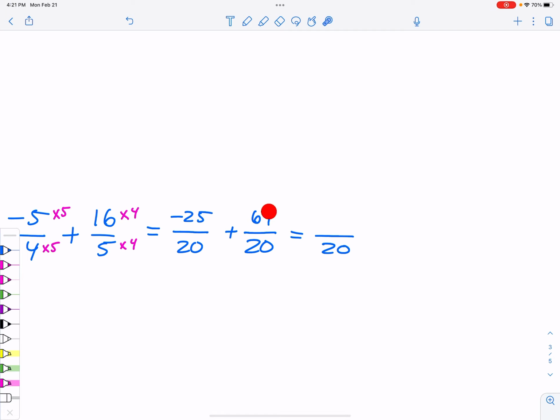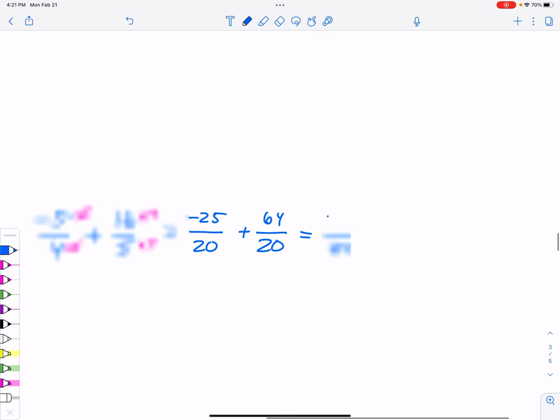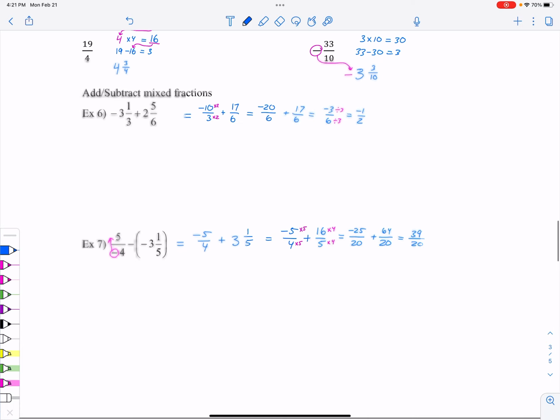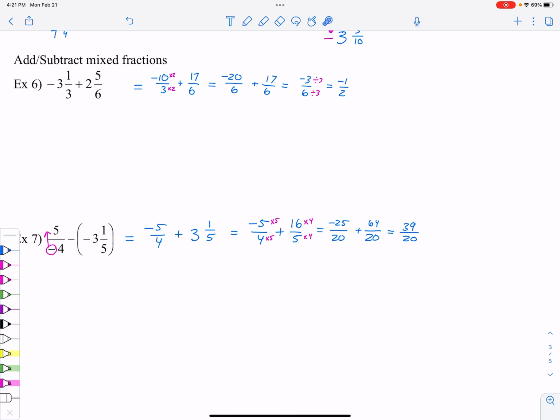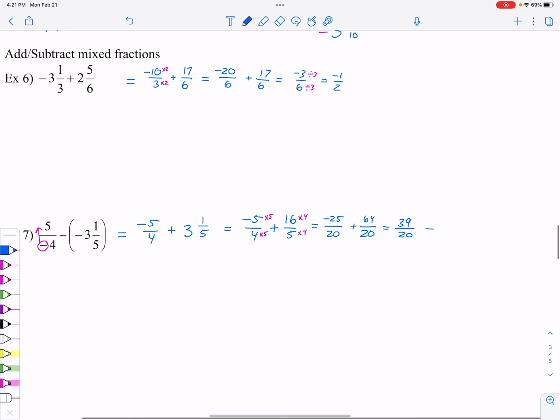Negative 25 plus 64, we have 39. And then you can leave it as an improper fraction, or sometimes a question will tell you to turn it back into a mixed fraction. Okay, so then we would need to take 39 and divide it by 20. In this case, that gives us 1.